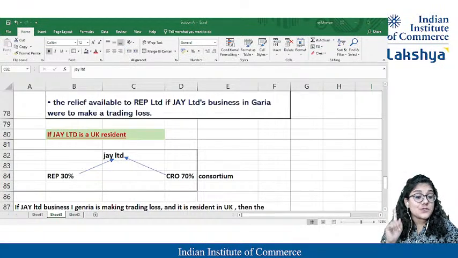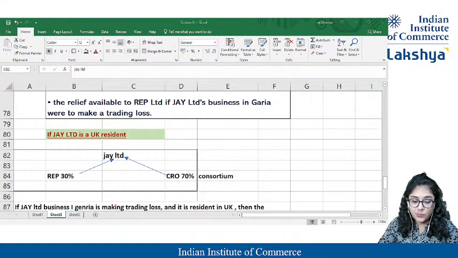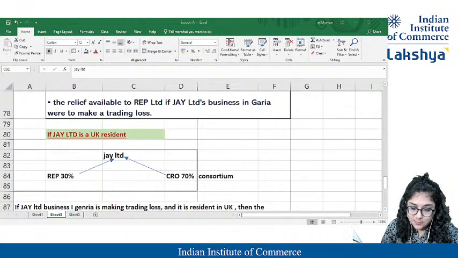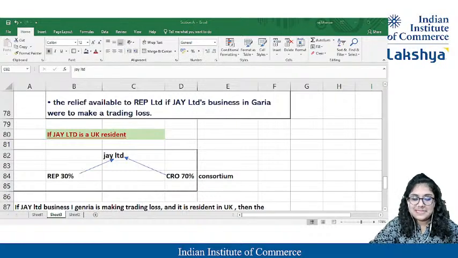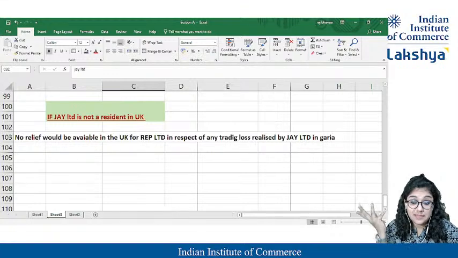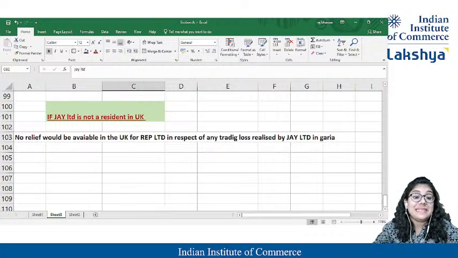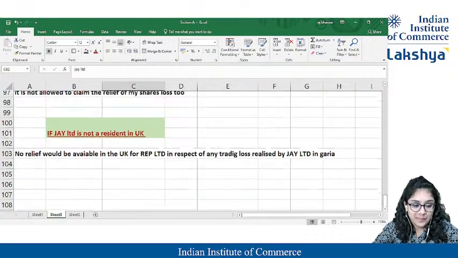That needs to be catered for, that needs to be taken care of very well. Students, please take this answer into note, it is important. Okay, let's move ahead. Let's start reading the other question. If he's a UK resident, that's a problem, but if he is not a UK resident, nobody can adjust, no relief is available.